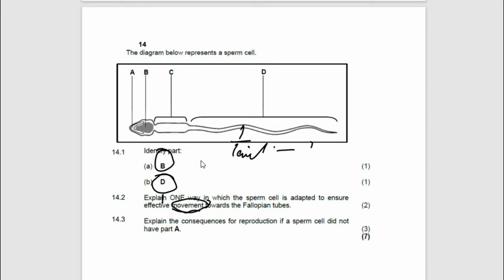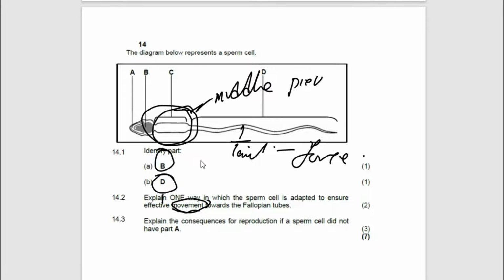So it allows movement to take place. Basically this is for force. And then number two is the middle piece. This one has mitochondria, which are responsible for production of energy.